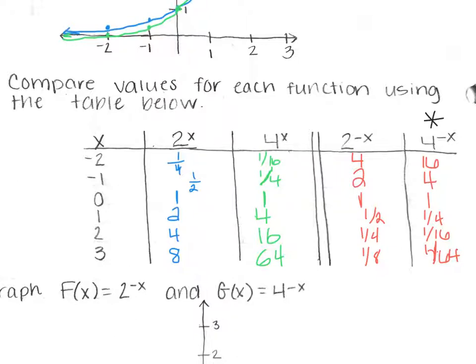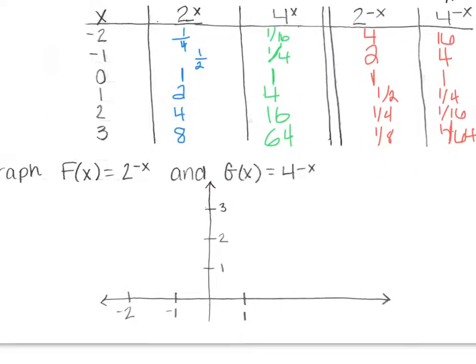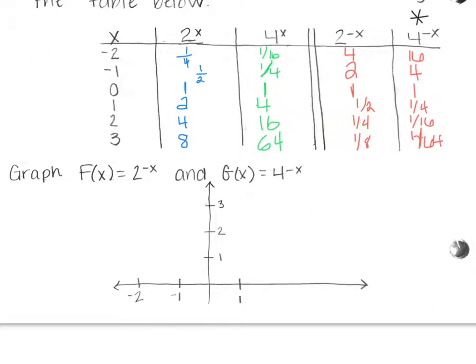So let's go ahead and graph these. I'm going to graph 2 to the negative x first. So for 2 to the negative x, we know negative 2 is going to be up at 4. Negative 1 will be at 2. We always have a point at 1. Then we have 1/2. So we can see how this is going to graph.